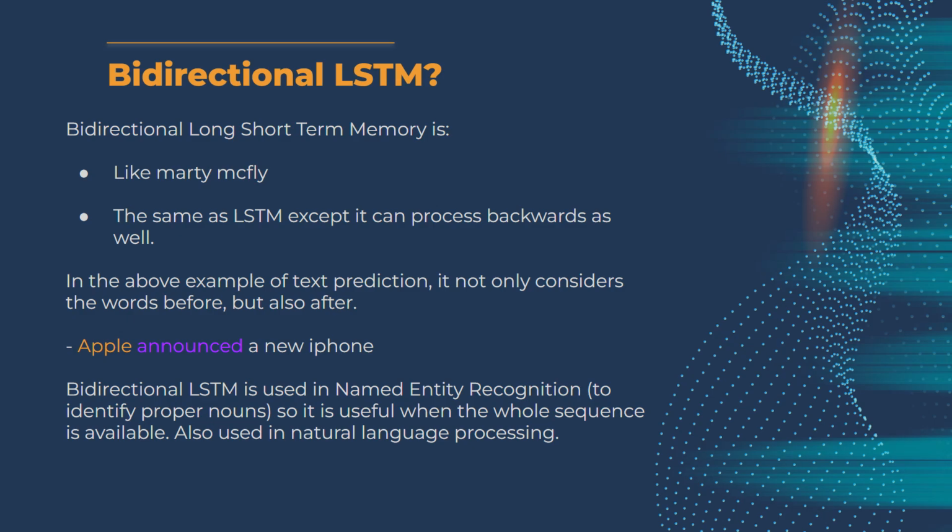So in an example, "Apple announced a new iPhone," if we have it analyze the word Apple, it can predict that the word Apple is a brand or a proper noun instead of a fruit by looking at the upcoming context, future context, the word announced. The word announced and iPhone tells us that Apple is the company. If we were working with a regular LSTM, we would only have the word Apple and nothing that is to come.